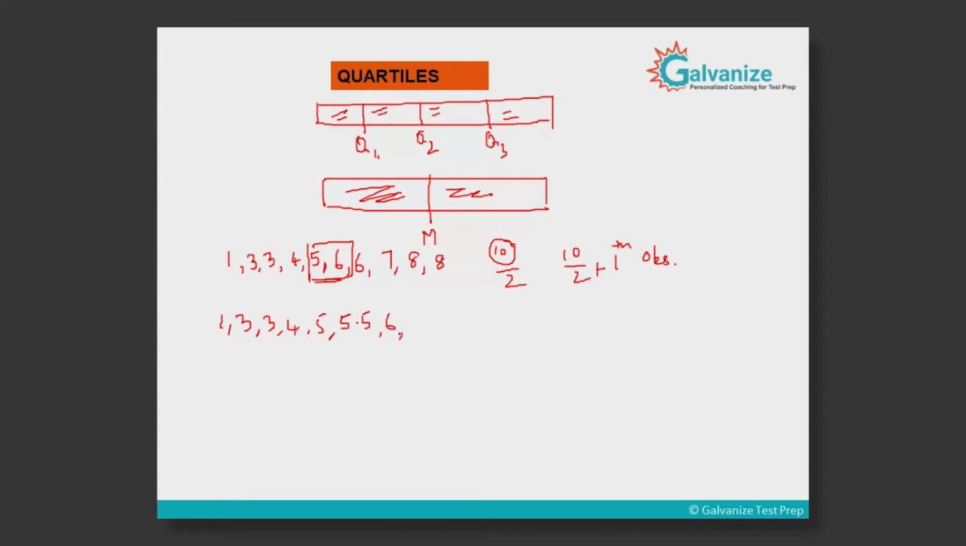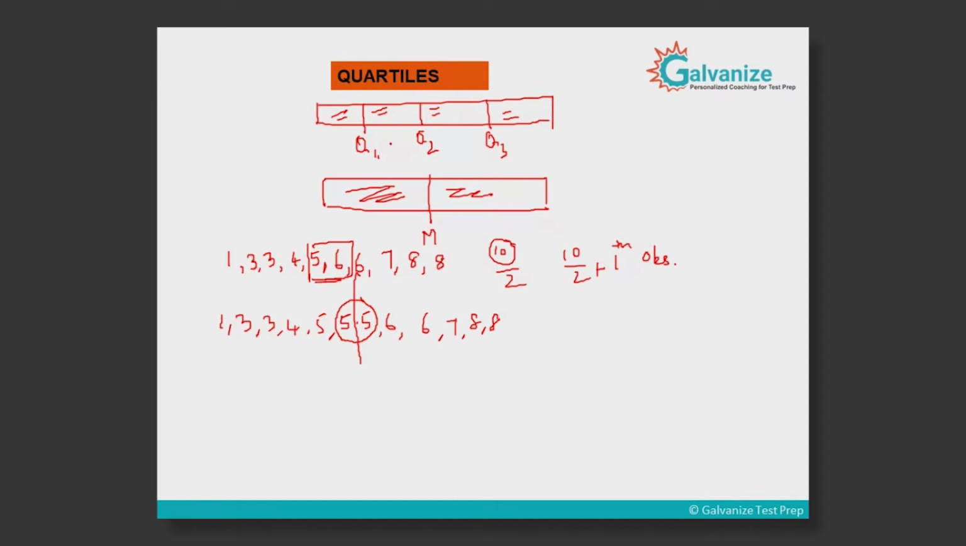I want to insert this 5.5 here. I've got this median as 5.5. As you can see, this 5.5 has divided this data set into 2 equal halves. There are 5 elements to the left and 5 elements to the right. Having got the median, it is actually nothing but the second quartile.